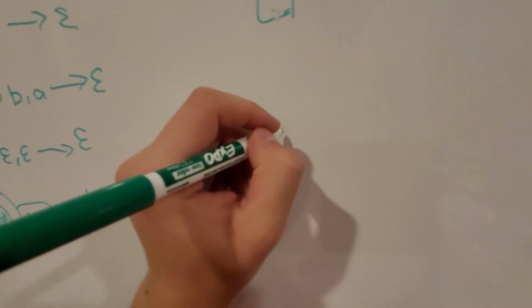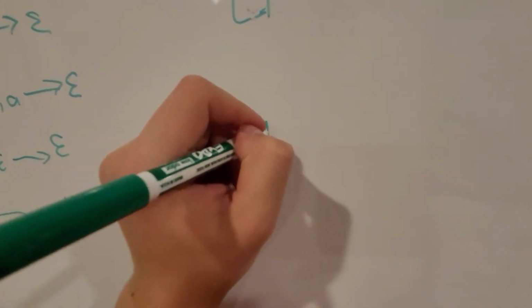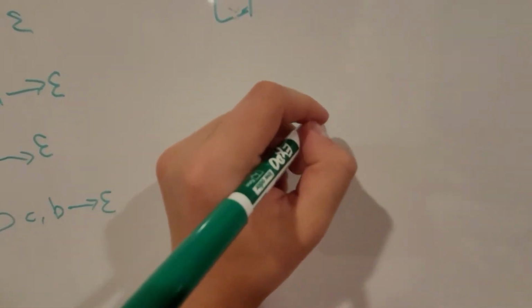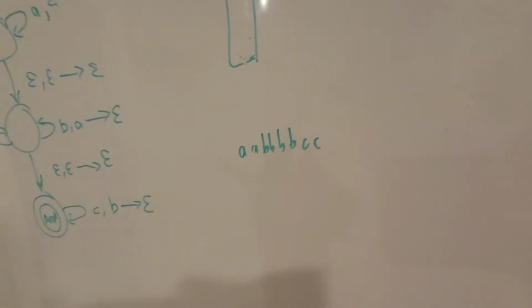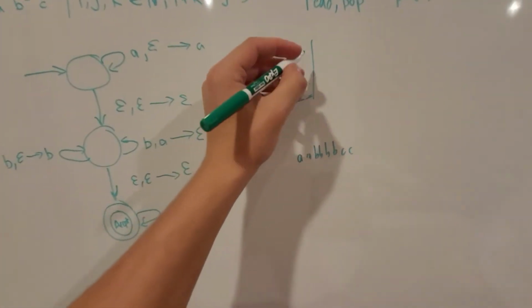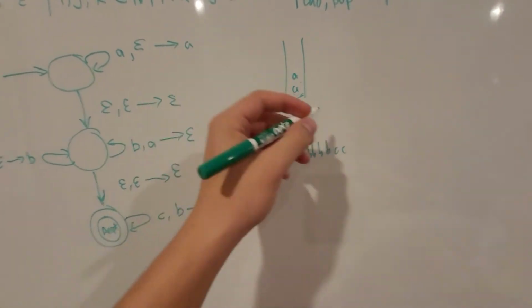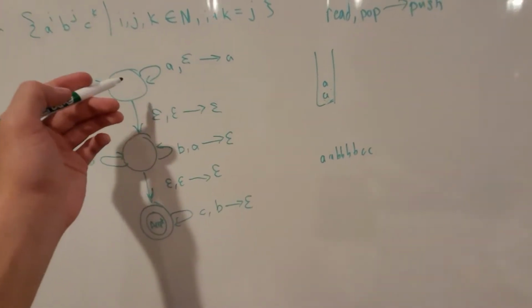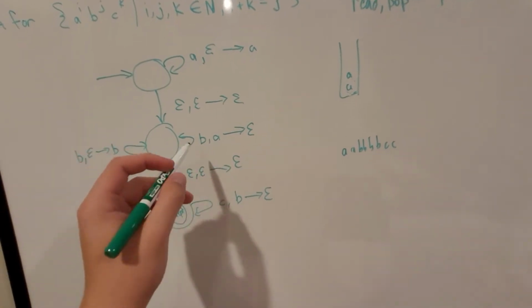All right, so let's test this. Let's say we have A, A, B, B, B, B, C, C. How would this look? Let's say we're reading A's. So we read in an A, read in an A. Oh, we come in contact with a B. What do we need to do? Epsilon transition down here.